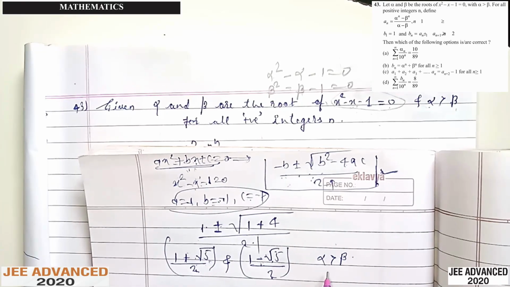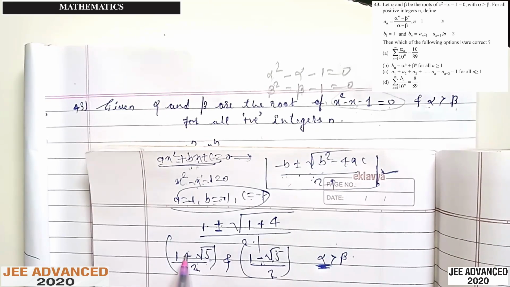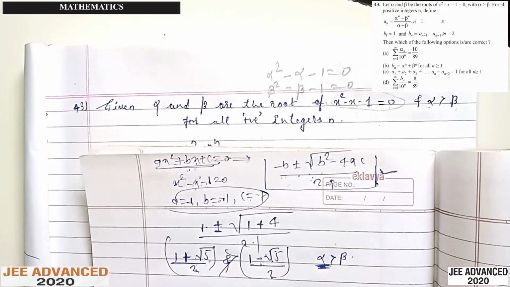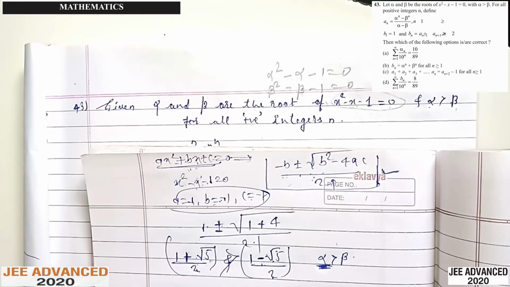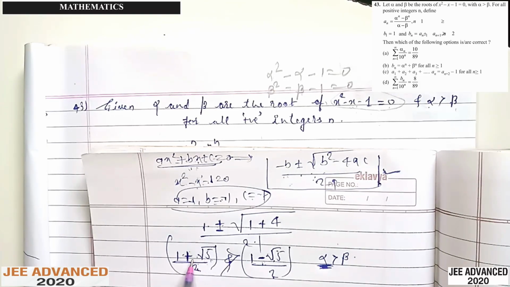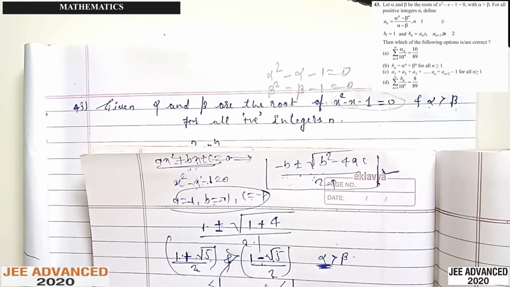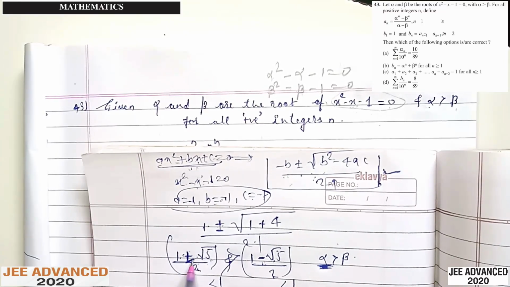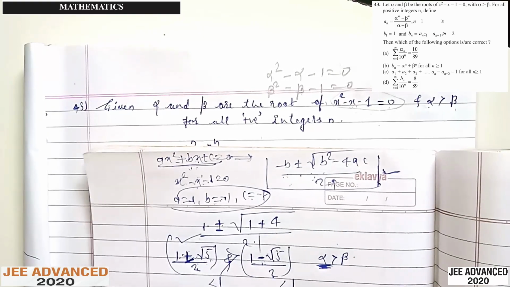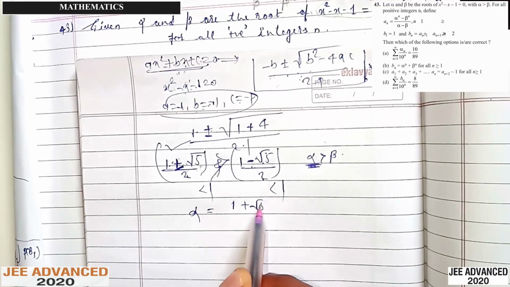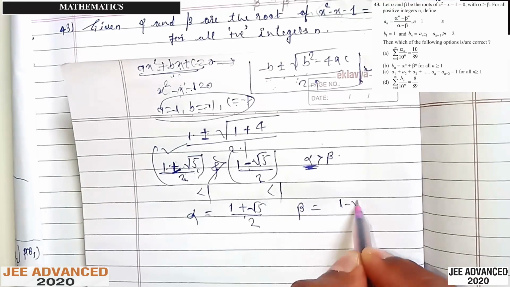Now we can see that alpha is bigger. When we add some number, this quantity gets bigger, and when we remove some number from 1, this quantity gets smaller. So 1 minus root 5 by 2 is smaller than 1, but because of the addition, 1 plus root 5 by 2 is bigger. So we consider alpha as 1 plus root 5 by 2 and beta as 1 minus root 5 by 2.